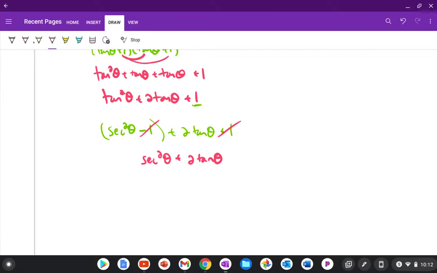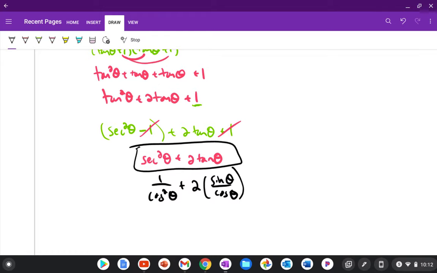So maybe we can replace these with some sines and cosines. Secant squared is the same thing as 1 over cosine squared, plus 2 tangent, remember, is sine over cosine. All right. Maybe we could try to combine these with the same denominator, I guess. You might even decide you want to stop here. That actually might be the best idea. But I'm going to just keep going and see what we can do.